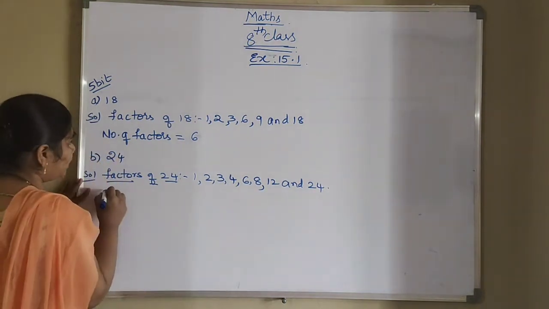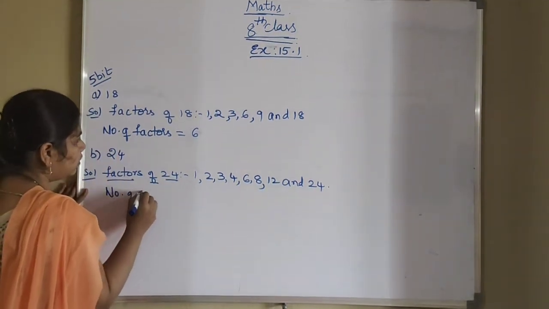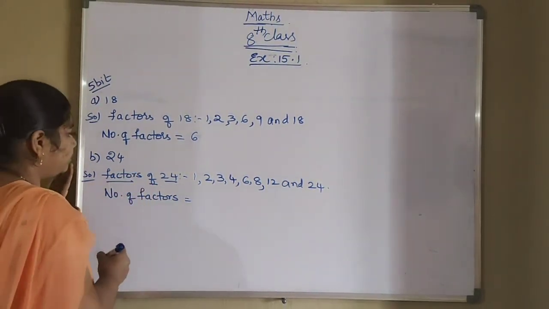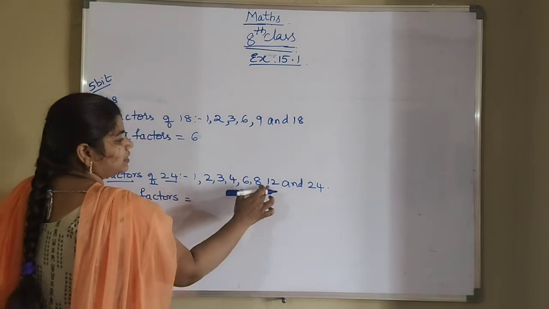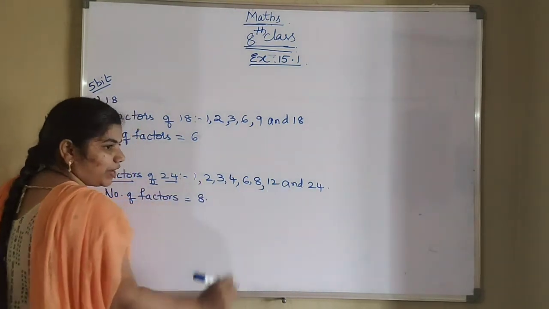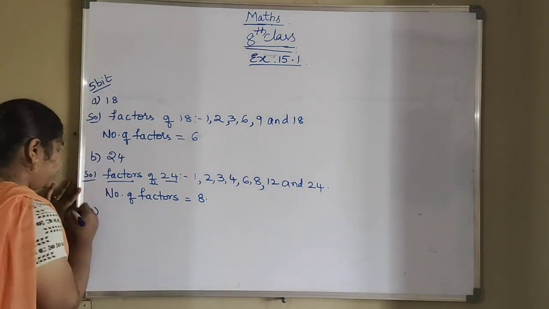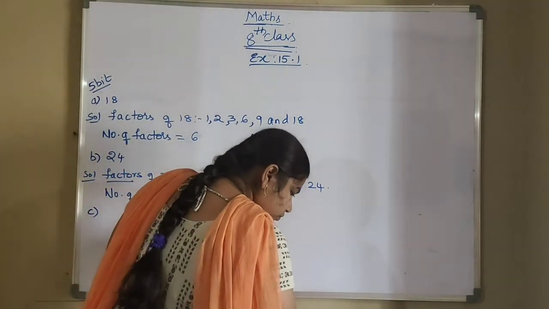So how many factors are there now? Number of factors is equal to 1, 2, 3, 4, 5, 6, 7, 8 factors. Total how many factors are there? 8 factors are there here. Okay, next, C bit. What is the C bit here?